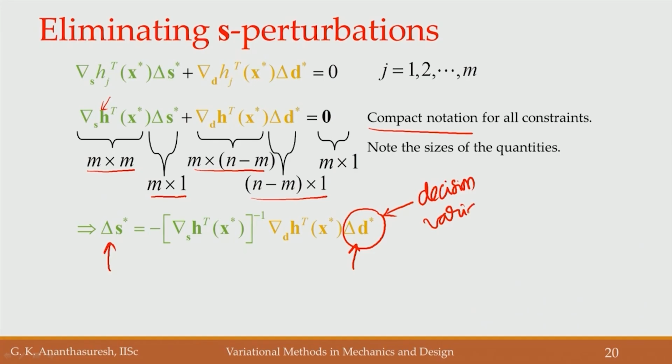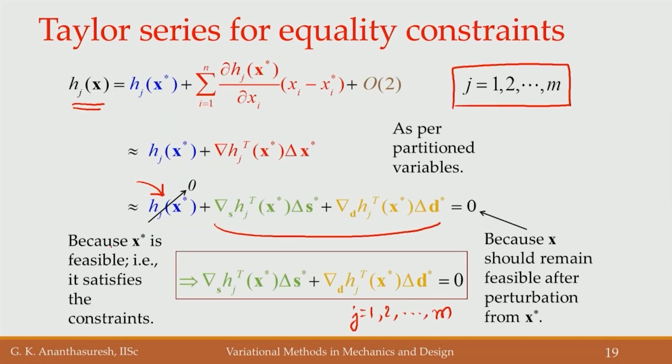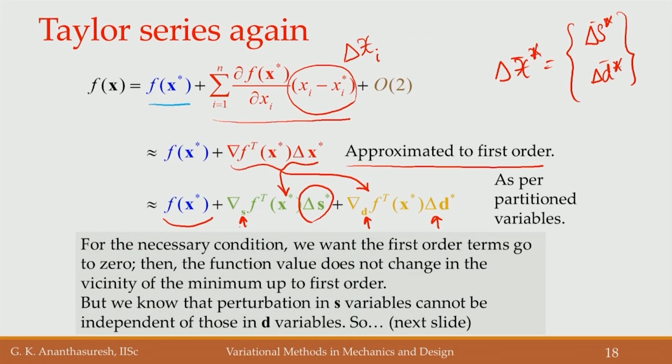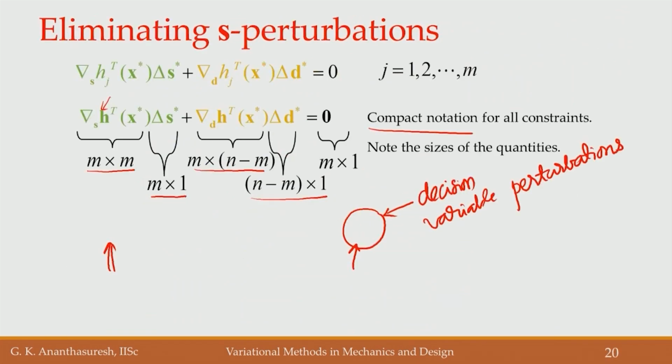Now, we have decision variable perturbations. In order to see if it is a minimum or not, we have decision variable perturbations. In terms of that, we can express the perturbation of the solution variables, right. We eliminated m perturbations, and this delta S star that we have here, we can go back and substitute into the first order f approximation over here, right. Then we get some equation which will be the necessary condition.